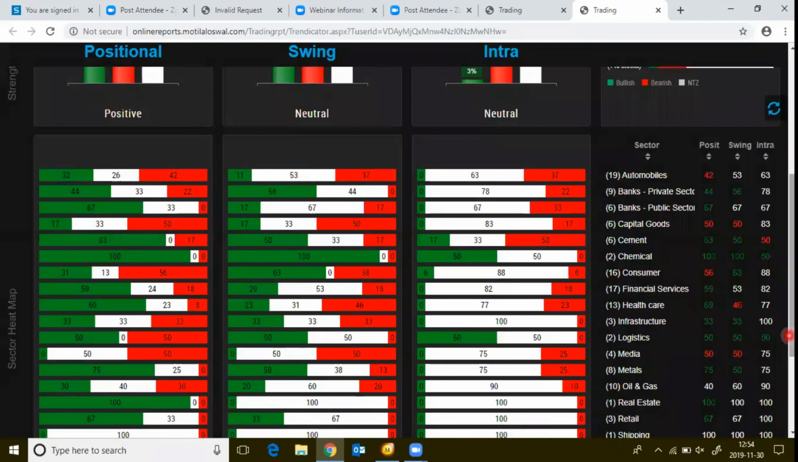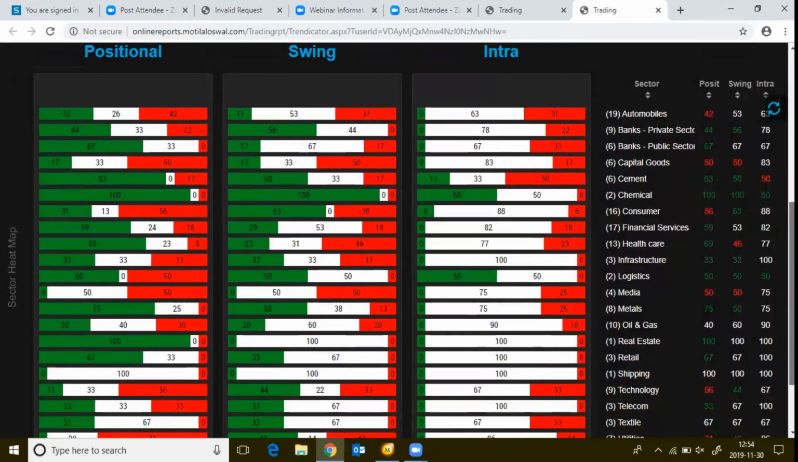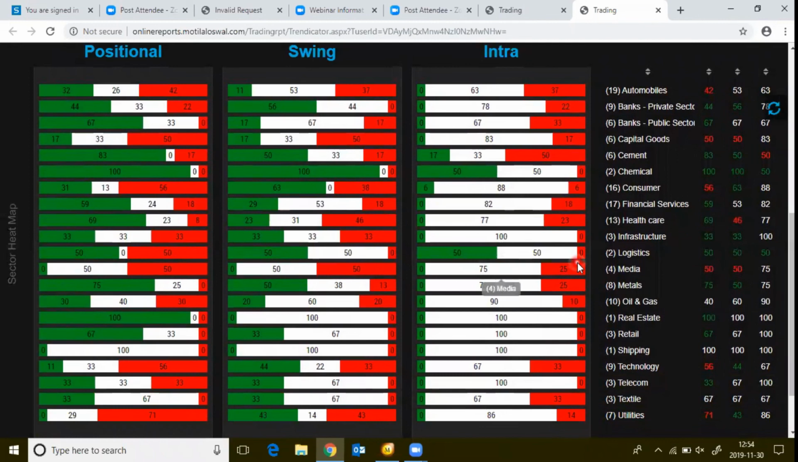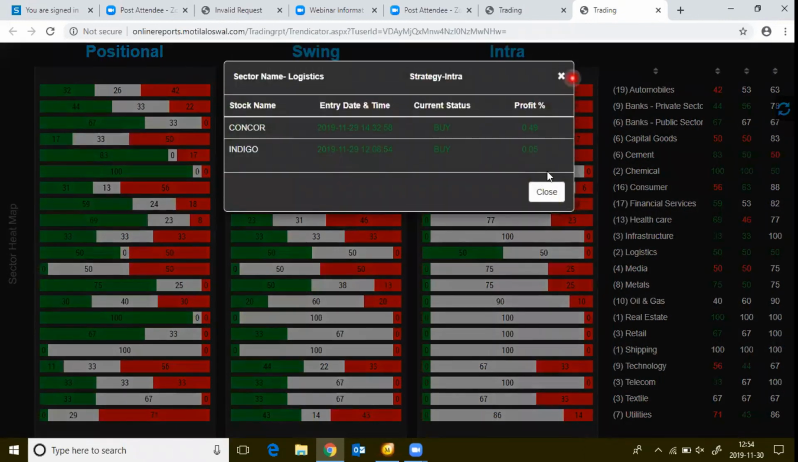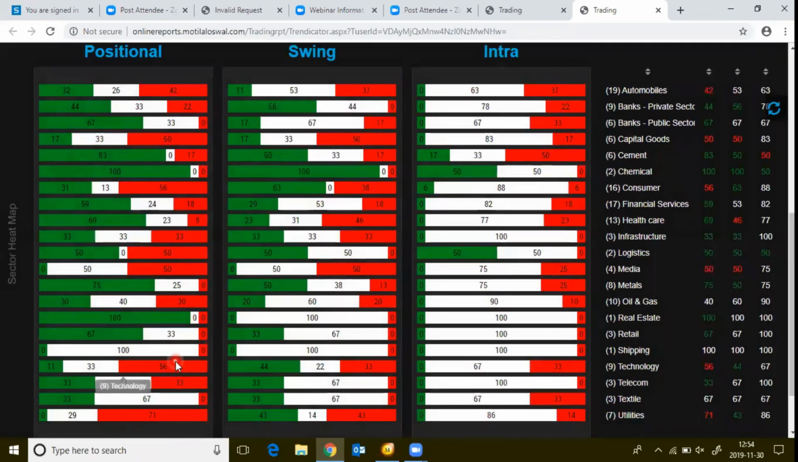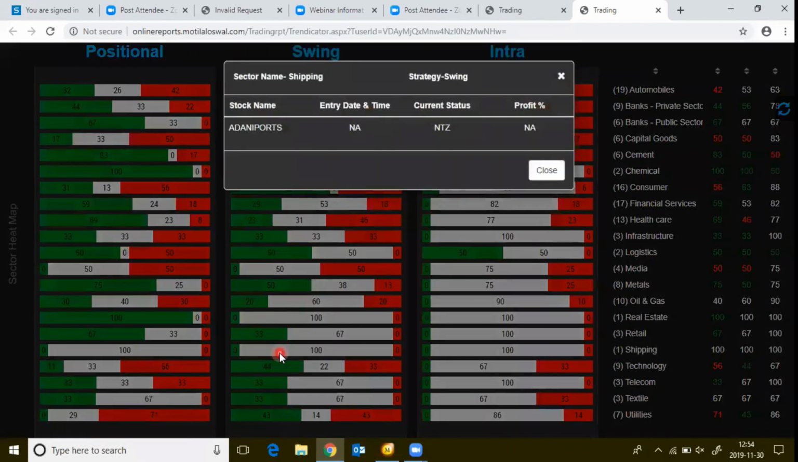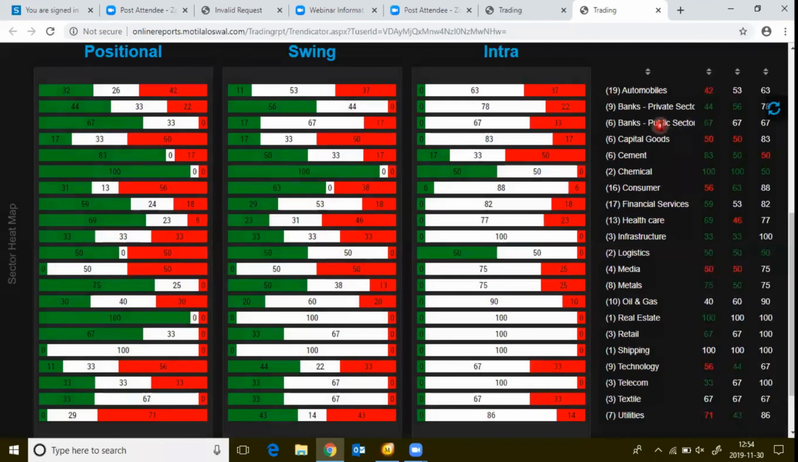Now you will find many sectors here showing, for example, 50% bullish and 50% anti-Z. Why is it like that? Because there might be only two stocks in that particular sector. There might be other sectors where it is showing 100% anti-Z, meaning non-trading zone. Why is it like that? There might be only one stock in that particular sector. That is why it is always advisable to work on those sectors which have more than 5 stocks. Okay. So it is always advisable to work on those sectors which have more than 5 stocks.